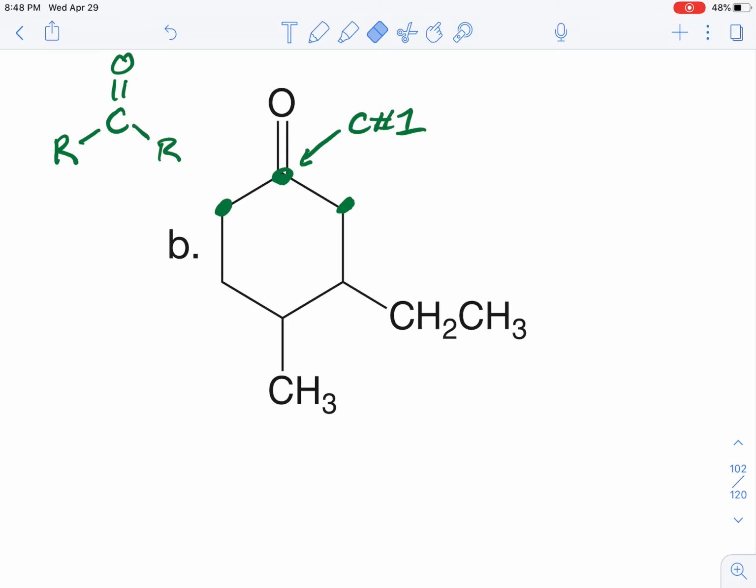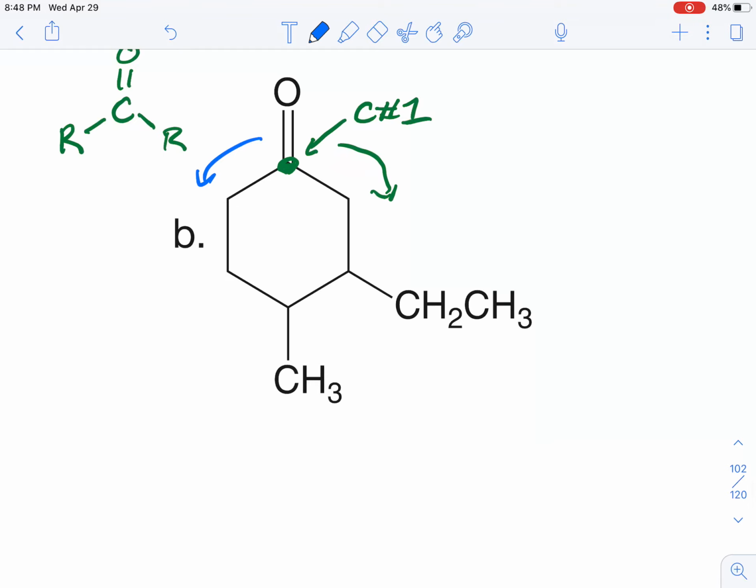So now that I know where carbon number 1 is located, I have two options. I can number my carbons clockwise, or I can number my carbons counterclockwise. So since my pen is already in blue, I'll just do it counterclockwise first. 1, 2, 3, 4, 5, and 6. And so if I change my color to green to represent clockwise, I have 1, 2, 3, 4, 5, and 6.